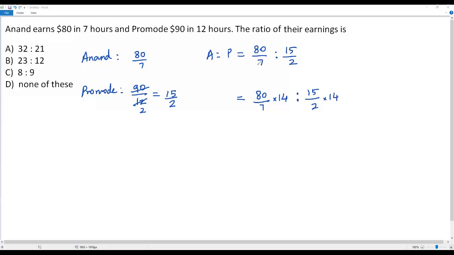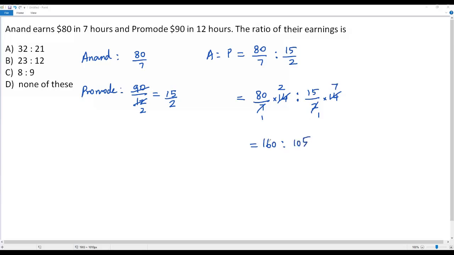Whenever I multiply or divide both the terms of the ratio by the same non-zero number, the resulting ratio will be equal to the original ratio. So the ratio which I get by multiplying the first term by 14 and the second term by 14 is equal to the original ratio we have over here. Now let's do some simplification. 7 goes into 7 1 time, 7 goes into 14 2 times, 80 times 2 is 160, and now 2 goes into 2 1 time, 2 goes into 14 7 times. 15 times 7 is 105.